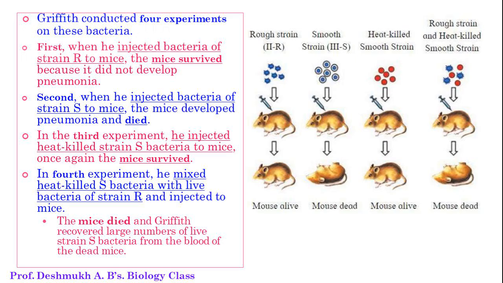First, he injected R-strain bacteria into mice, which survived because it did not cause pneumonia. Second, he injected S-strain bacteria, which caused pneumonia and killed the mice. In the third experiment, he injected heat-killed S-strain bacteria into mice, which survived. Finally, he mixed heat-killed S-strain with live R-strain bacteria and injected it into mice, which died. Griffith recovered live S-strain bacteria from the dead mice.